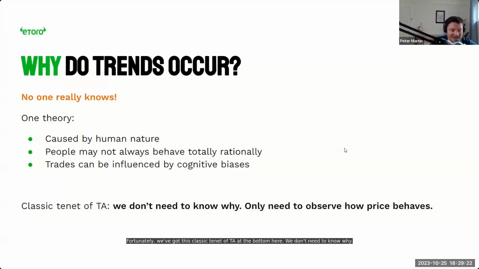Fortunately, we've got this classic tenet of TA at the bottom here. We don't need to know why. We only need to observe how price behaves. It's enough for us to know that markets do trend. We can see that happening. We are really just studying the similarities of behavior, and we don't need to worry too much about what's behind it.